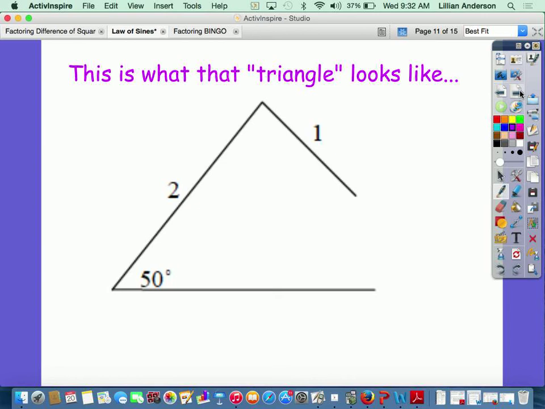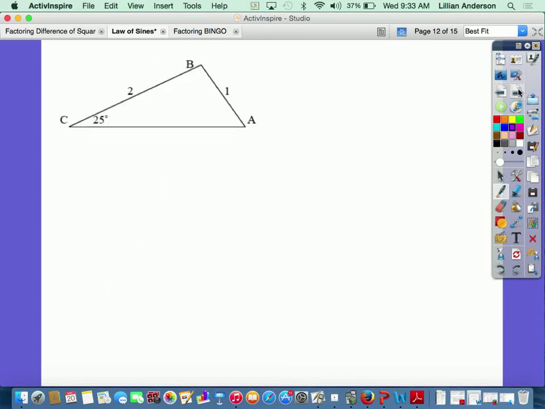Alright? So, there is a situation when you could possibly have zero triangles, or no such triangle that fits the situation, okay? So you see no triangle. The last example is when you have one triangle. Now what do you think you're going to have? Two triangles. This is what you always got to check for: the ambiguous case, only with side-side-angle.